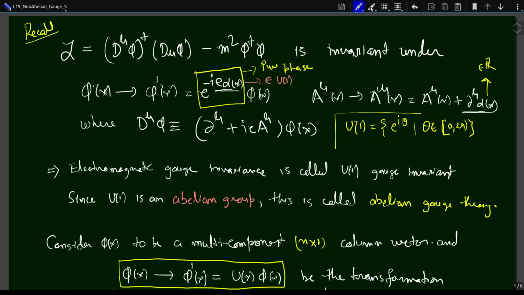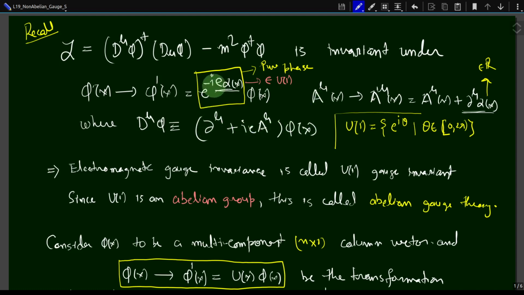So just to recall the electromagnetic gauge symmetry that we have discussed till now, this Lagrangian, where D_mu phi dagger D^mu phi minus m squared phi dagger phi, was shown to be invariant under phi going to some phi prime given by exponential of i e alpha of x times phi of x. And this is a pure phase with which a complex scalar field was getting transformed. And here D_mu phi was defined as (del_mu plus i e A_mu) phi of x.